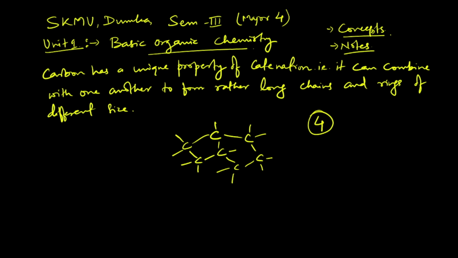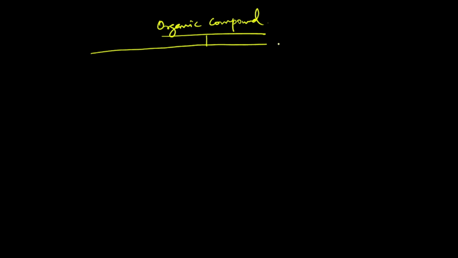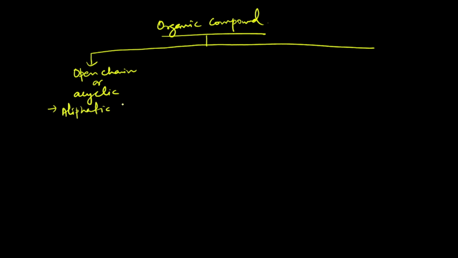Now we'll see the organic compound. I hope you have written this. How are we going to classify organic compounds? We can classify them in two broad categories. One will be open chain, or we call it acyclic, which is an aliphatic compound.